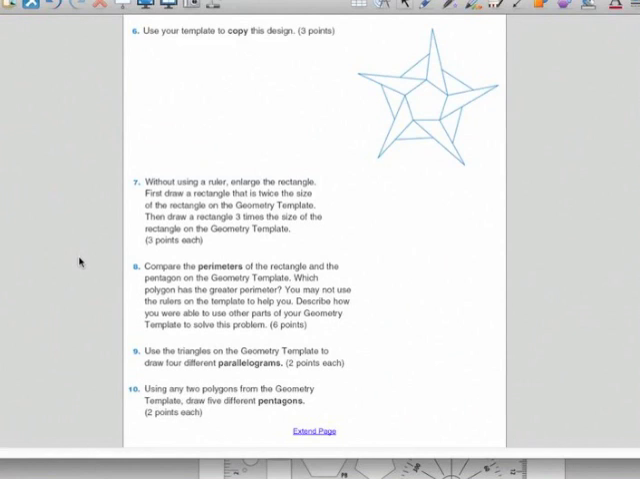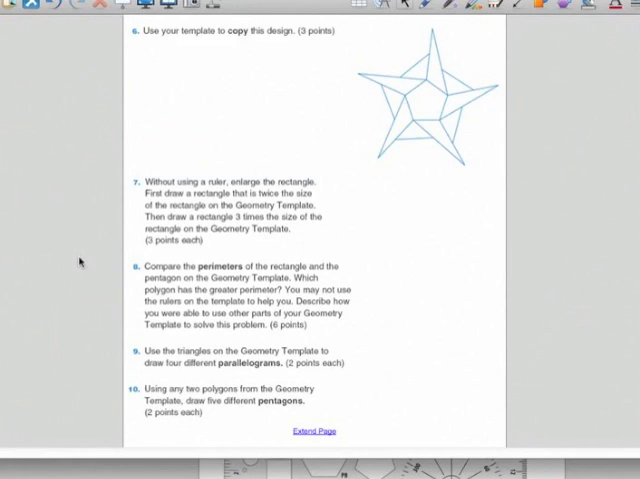Next it says compare the perimeters of the rectangle and the pentagon on the geometry template. Which polygon has the greater perimeter? You may not use rulers on the template to help you, and describe how you were able to solve this using other parts of your templates to solve the problem. 6 points. That's a good one there.